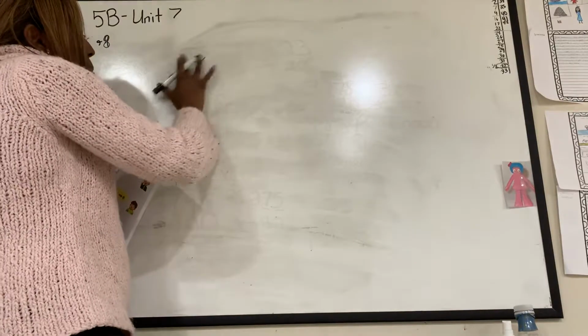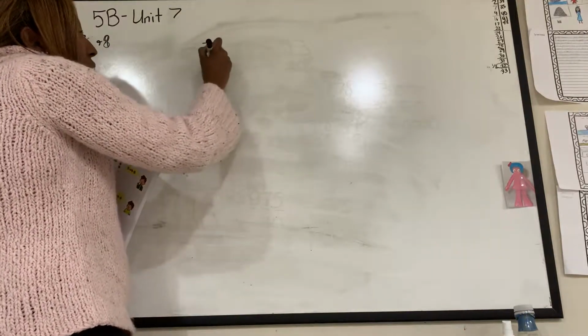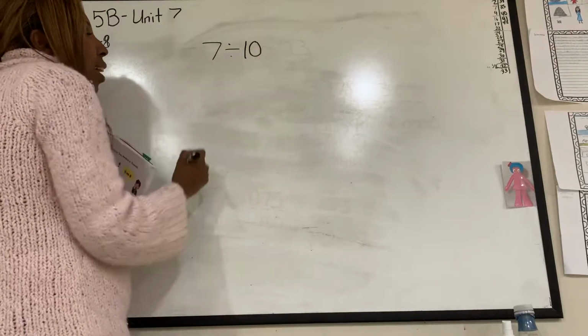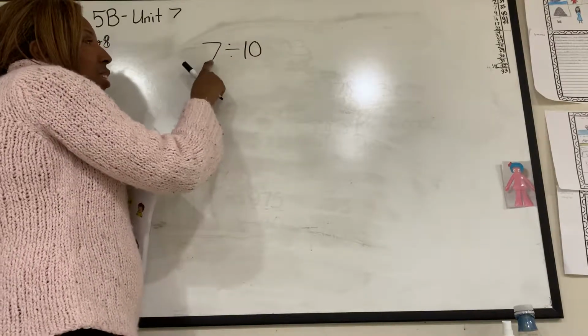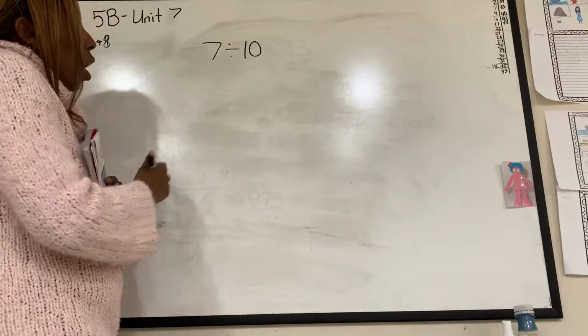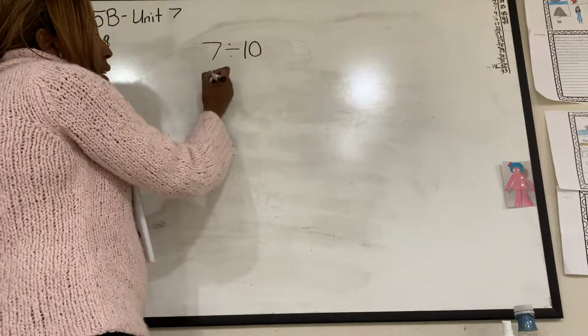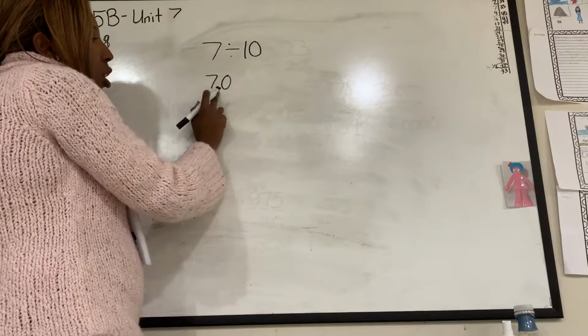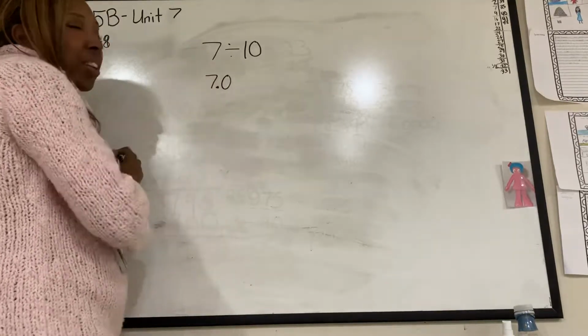So let's see. If I have the number 7 and I'm dividing it by 10, that means I'm going to have to give this number to 10 people, break it into pieces. Well, I know that 7, my decimal would be here. So the same thing happens with 7.